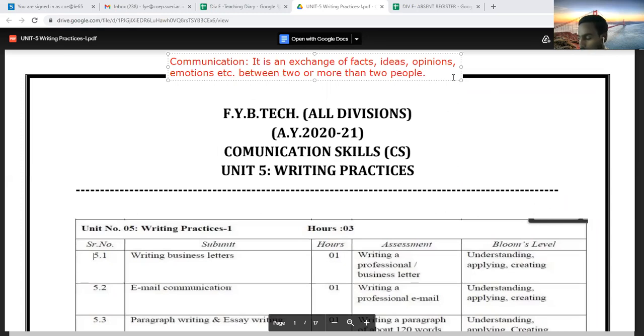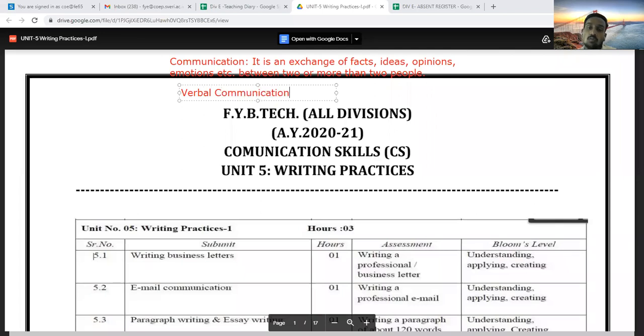Then let's see that there are certain types of communication also. Therefore, it is necessary that we think about which types we are expected to learn. There are a lot of types, but out of these, I will discuss only two here. These two types are, first of all, verbal communication, which is a major category, and another one is non-verbal communication.